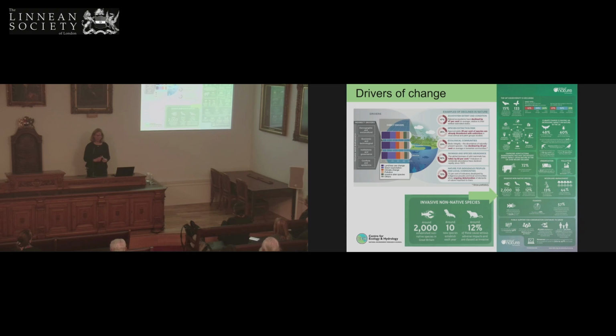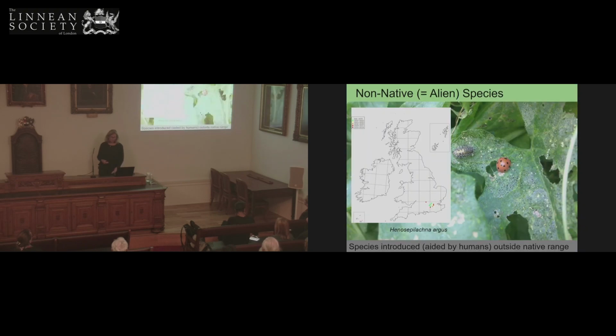But it also highlights the way in which these drivers of change interact with one another. So climate change will have an effect on invasive non-native species, and I'll talk a little bit more about that as we go through. I think it's really important to begin such a talk with some definitions.